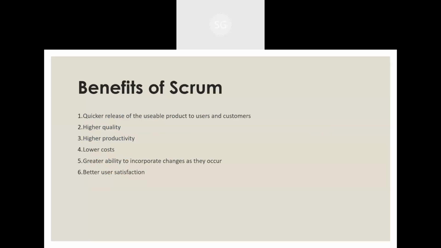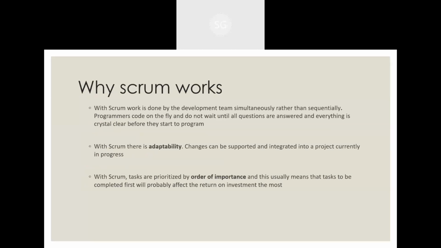And these are some of the benefits of Scrum. It helps with quicker release, higher quality, greater productivity, low cost, greater ability to incorporate changes, and better user satisfaction. And why does Scrum work? While there are many reasons why Scrum works, these are the important ones.